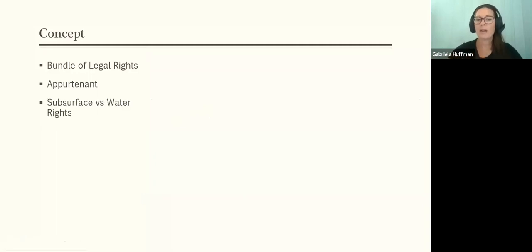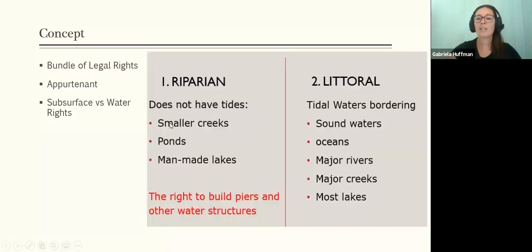Subsurface rights we talked about in chapter 1. You have 3 subsurface rights: oil, mineral, gas. Remember, those can be severed from the property. Water rights, on the other hand, cannot be severed. When you sell a waterfront property, it comes with that water. So I've broken down this visual here that there are 2 types of water rights. You have riparian rights, which do not have tides, like creeks and ponds, and littoral rights that have tides, bordering oceans, major rivers, and lakes.